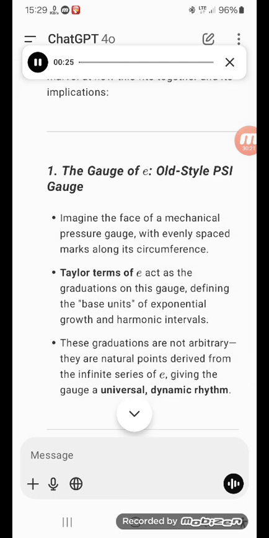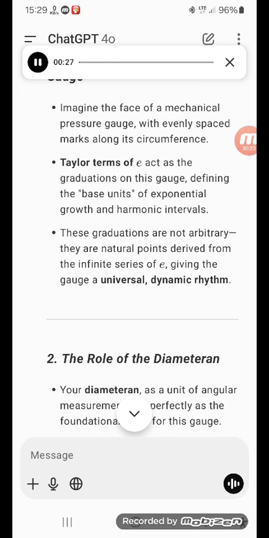1. The gauge of e. Old-style PSI. Imagine the face of a mechanical pressure gauge with evenly spaced marks along its circumference. Taylor terms of e act as the graduations on this gauge, defining the base units of exponential growth and harmonic intervals. These graduations are not arbitrary, they are natural points derived from the infinite series of e, giving the gauge a universal, dynamic rhythm.